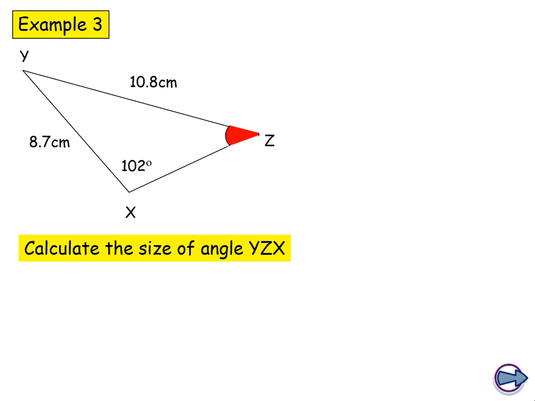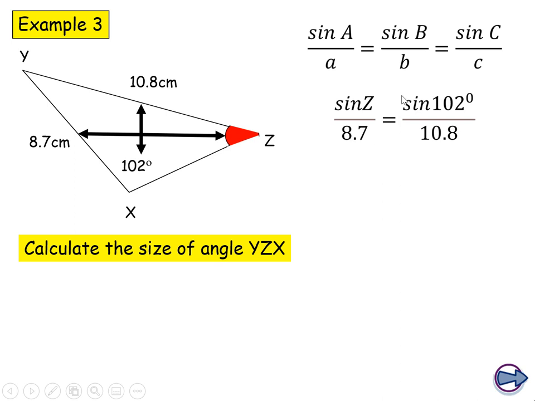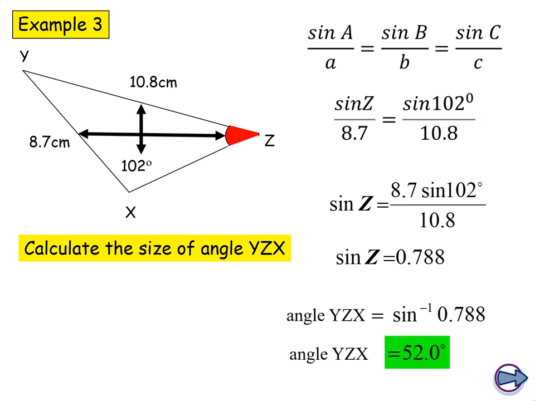Example 3. So we've got X, Y, Z. You just look at your arrows again. Your arrows are going to work. We're using the sine rule, working out angles, so angles are on the top. So it's sine of Z over 8.7 equals sine of 102 all over 10.8, like that. 8.7 goes over and multiplies. Work that out in your calculator and you should get 0.788. Keep that number in your calculator, do sin to the minus 1 of the answer, and your angle YZX is 52.0 degrees.